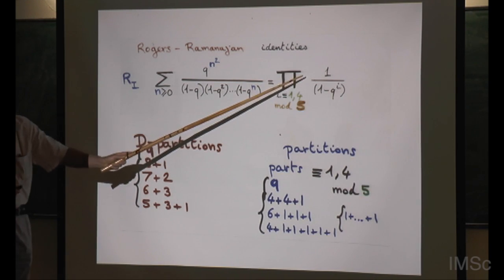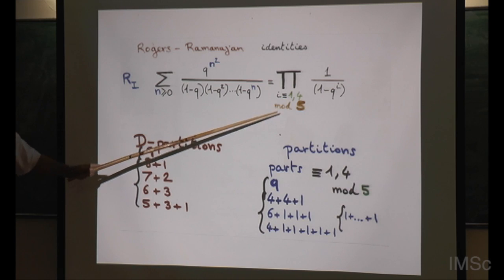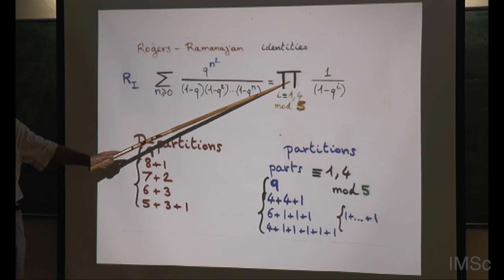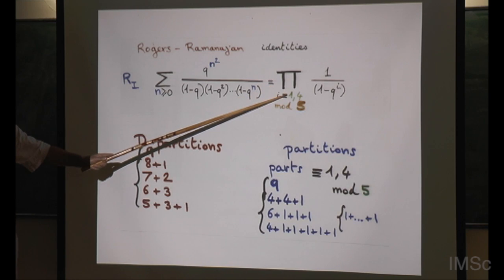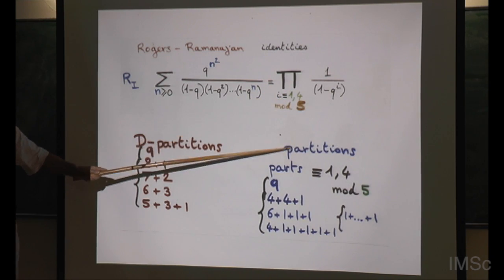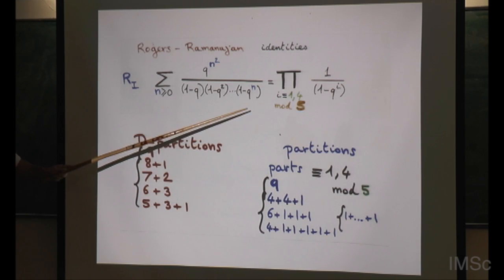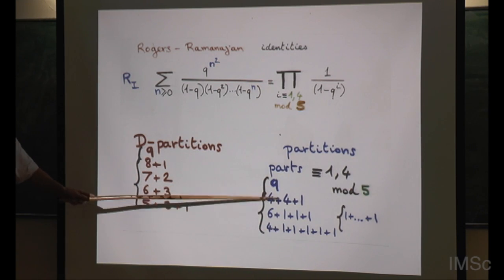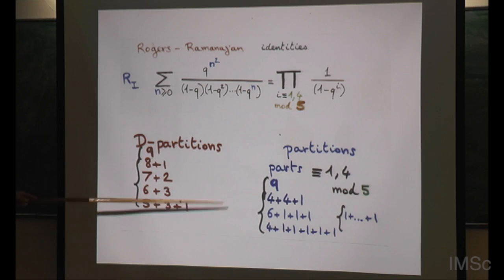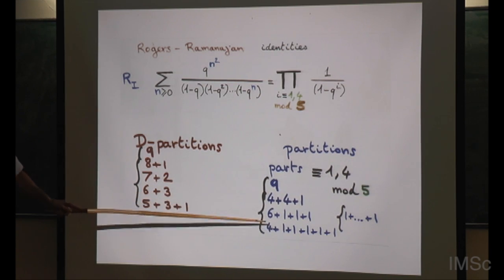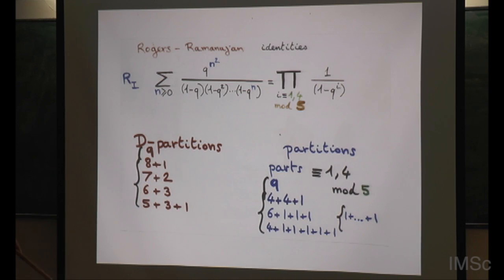And the right-hand side tells you that the coefficient of q to the power 9 is also the number of partitions of 9 such that the parts are equal to 1 and 4 modulo 5. So the parts can be 1, 4, 6, and 9. And I have exactly 5 such partitions: 9, 4 plus 4 plus 1, 6 plus 1. So the parts are 1, 4, 6, or 9, and there are 5.